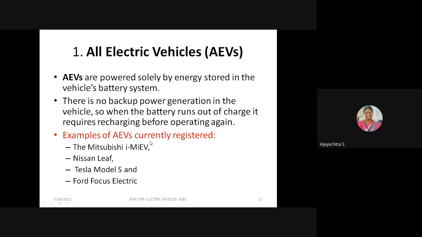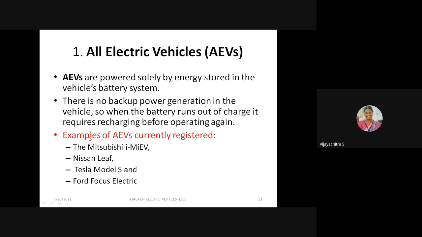So due to the lack of availability of the battery, once we charge it, we can run the electric vehicle until the charge drains. But once it is completely drained, we have to recharge the vehicle before operating it again. So that is the drawback.